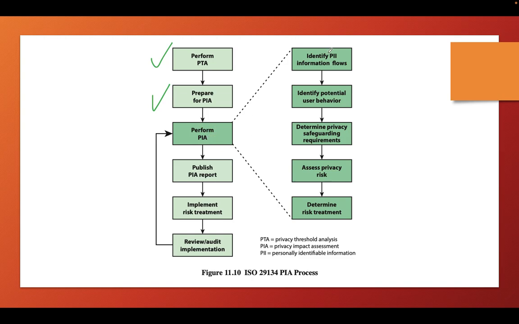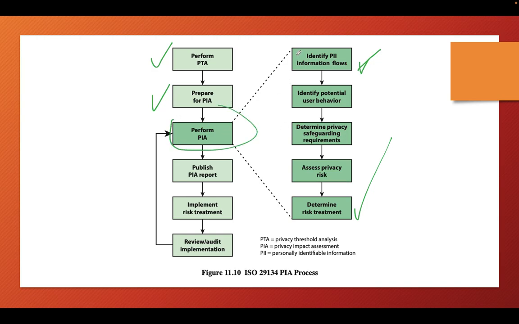Okay, so from here you have what we call identify personally identifiable information flow. You have to identify your personally identifiable information flow, and then you have to also identify potential user behavior. You have to determine the privacy safeguarding requirements. You have to assess the privacy risk, and then you have to determine the risk treatment. So all these are performed here.